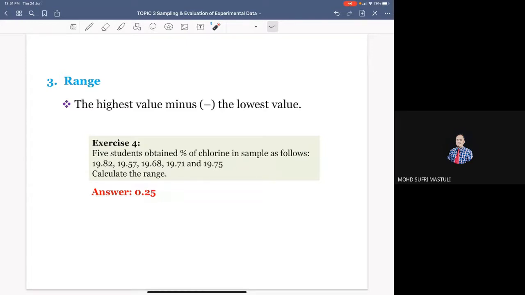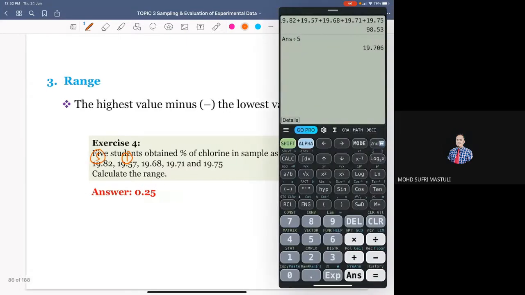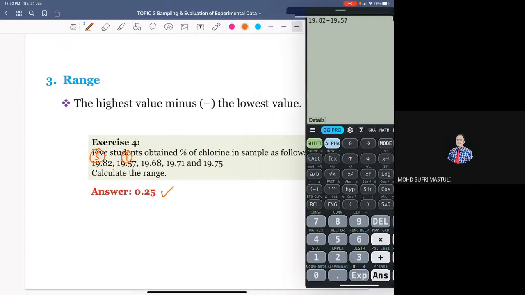Okay, range. Range is the highest value minus the lowest value. Using the same question, we can calculate the range. So the lowest, this one, and then the highest, this one. If you use the calculator, highest minus lowest, 19.82 minus 19.57, so 0.25. Okay. All right.